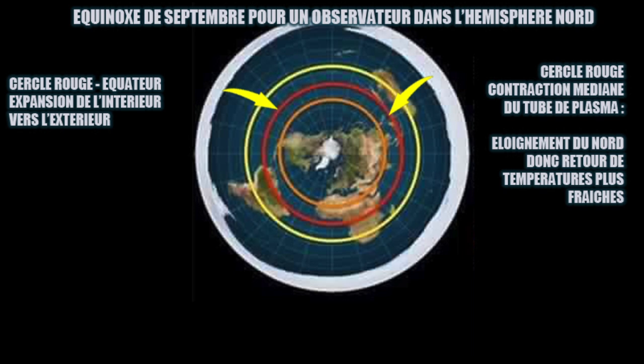The autumn equinox from an observer in the northern hemisphere. Autumn equinox, red line, equator, midpoint of expansion outwards towards southern limit of focal point, Tropic of Capricorn. Plasma tube is expanding away from the northern contraction, so cooler autumn temps.